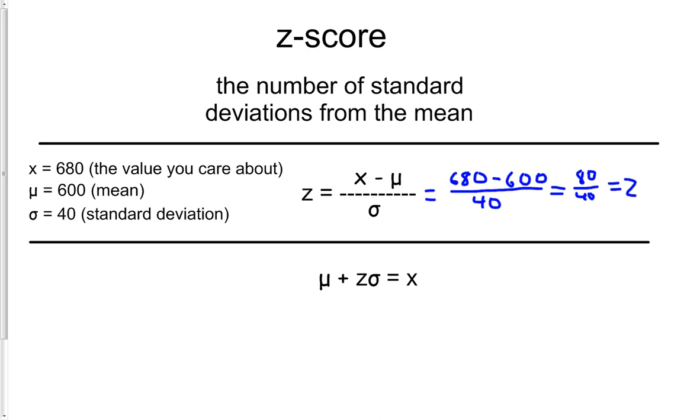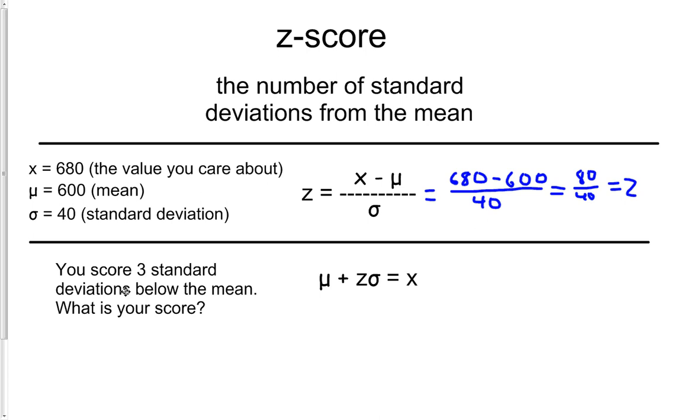Let's imagine a new problem. So here's our question. You score 3 standard deviations below the mean. What was the score that you actually got on the test? So when you talk about 3 standard deviations below the mean, what you're referring to is a z-score. The z-score is the number of standard deviations. So our z is going to be equal to -3. It's below the mean, so -3.